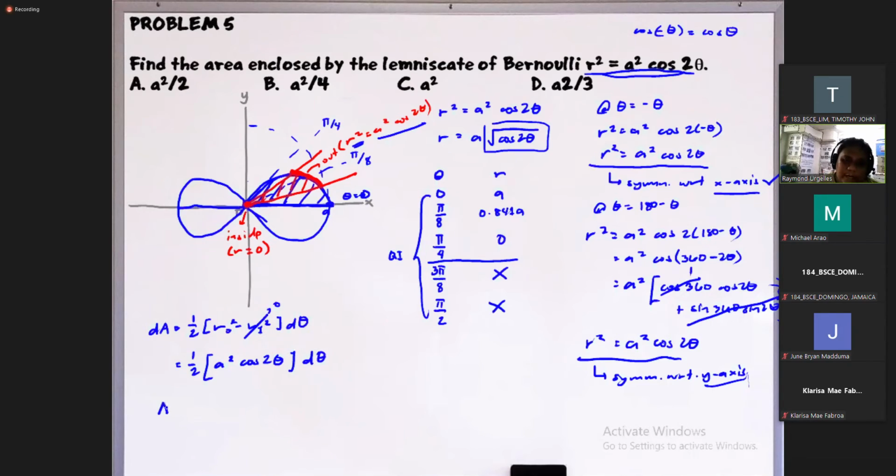So solving for the final area, so this will just be equal to 4 kasi 4 na parts to. Diba? Multiplied by 1/2. Okay, so times integral nito. So a squared is also constant, so i-factor out ko na rin siya. So this is a squared, so then this will be cosine of 2 theta d theta.